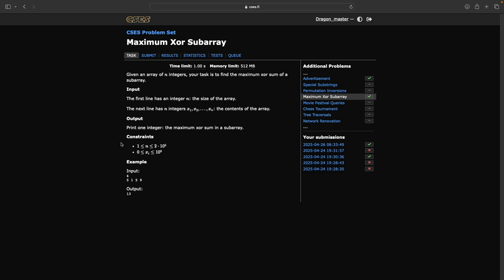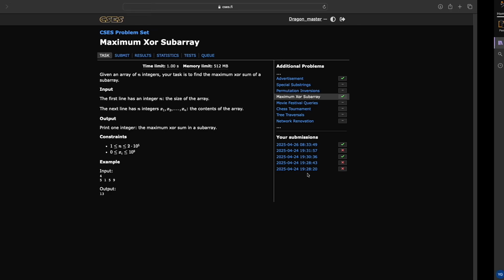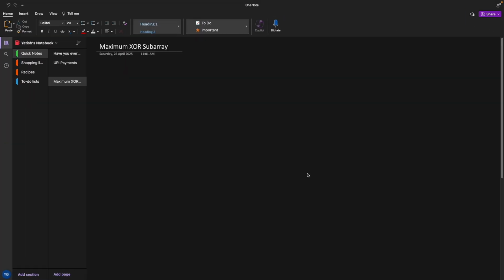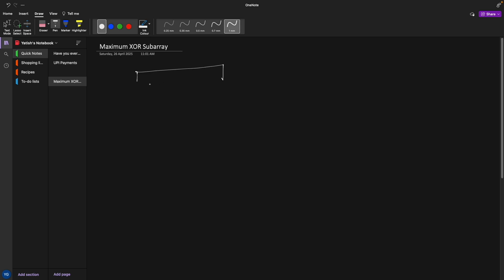So the problem statement says, given an array of n numbers, your task is to find the maximum XOR sum of a subarray. We are given the inputs, and then we are to find the maximum XOR sum in the subarray. Okay, so we have understood the problem. So the problem is saying we are given an array, and we have to find a subarray from any i to j whose XOR from i to j is maximum.